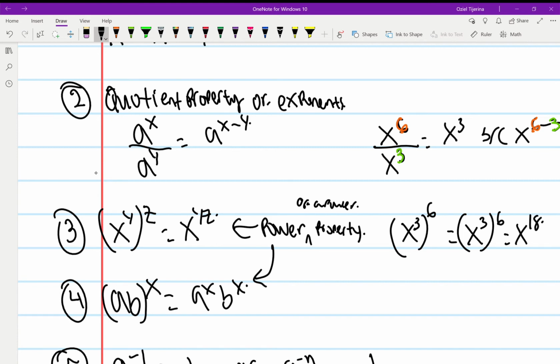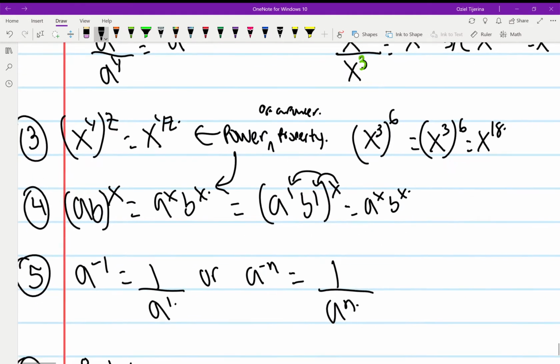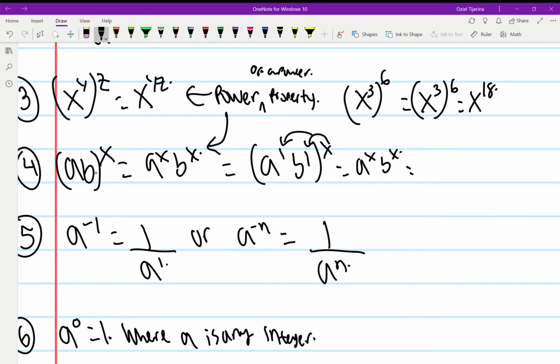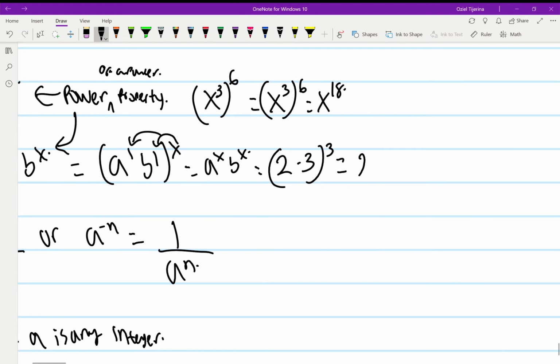This one is kind of similar. You're going to be just distributing your x in. So if we have a to the 1, b to the 1, all to the x, well, I'm going to be distributing this. You get a to the x, b to the x. So that's like if I said 2 times 3 cubed, well, that's equal to 2 cubed times 3 cubed, okay? And I'm going to just color code it to make it simpler for you guys.